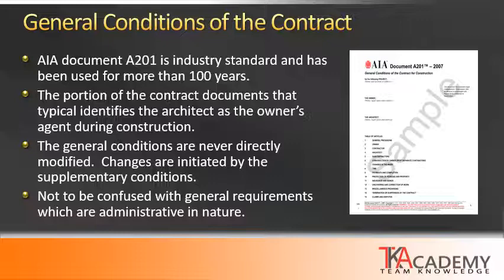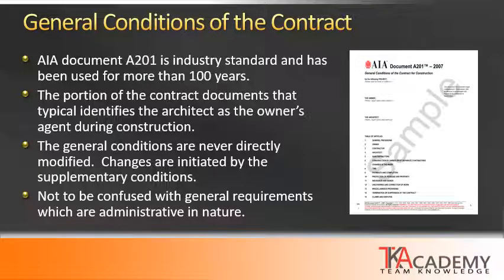One of the things to point out is that the written contract, the agreement between an owner and contractor, does not contractually bind the architect. The architect is not involved with that contract. However, the architect's role within the construction of the project is spelled out in this A201. What it identifies is that the architect becomes the owner's agent during construction.